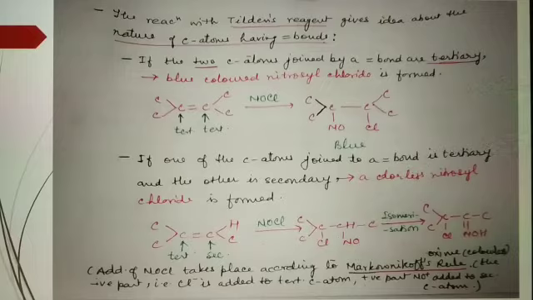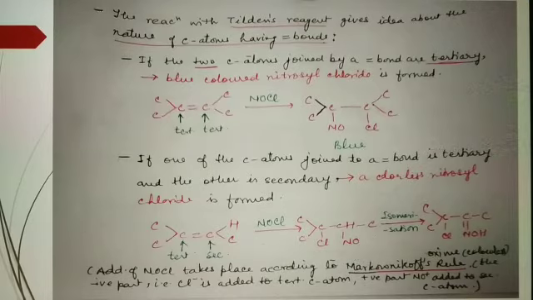For example, if the two carbon atoms joined by a double bond are both tertiary, then we get a blue colored nitrosyl chloride, as we can see in this reaction. If we get a blue colored product, we can say that both the carbon atoms are tertiary in nature. And if one of the carbon atoms joined to the double bond is tertiary and the other is secondary, then we get a colorless nitrosyl chloride.